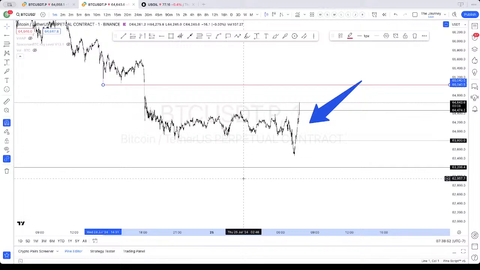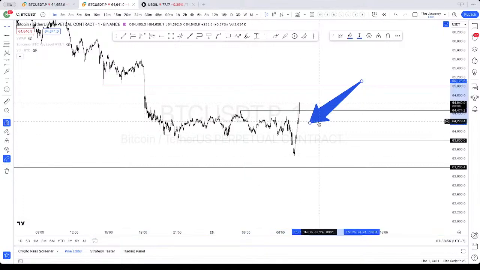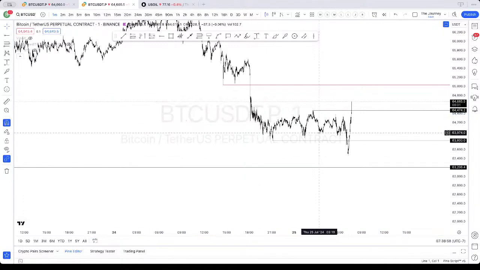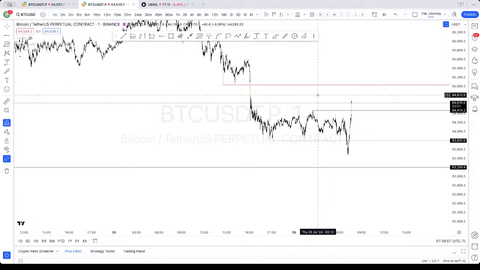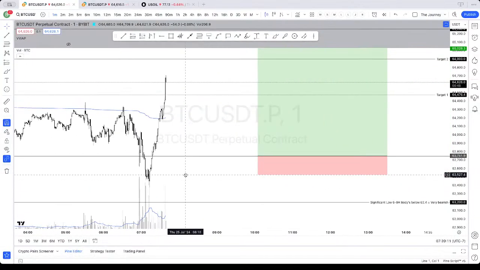So, let's see here. Oh, okay. All right. I got to keep moving. I'm also looking to short here. Also looking to short there. Let's get back to this guy.